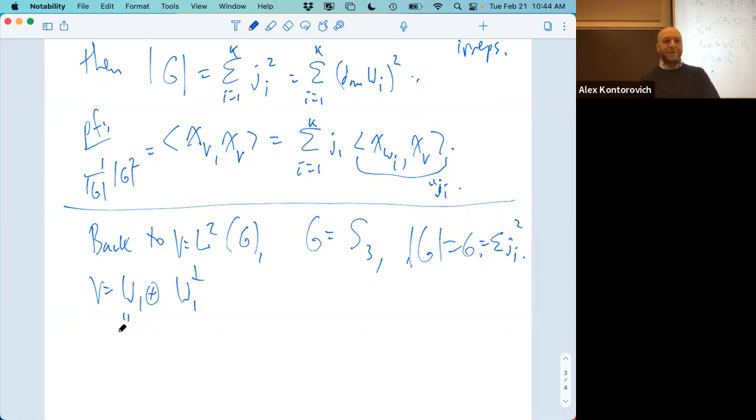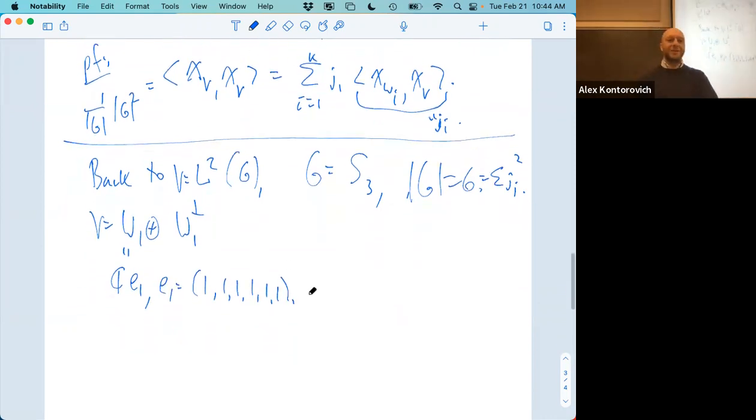I know that I have this constant times E1, where E1 is the trivial thing, a constant function. How am I going to write 6 as a sum of squares? I already have 1 squared, and then I have to write it out as a sum of other squares. Well, it could be 1 plus 1 plus 1 plus 1 plus 1. It could be all one-dimensional representations. But if it was all one-dimensional representations, then this group would have to be abelian. So it's not going to be all ones.